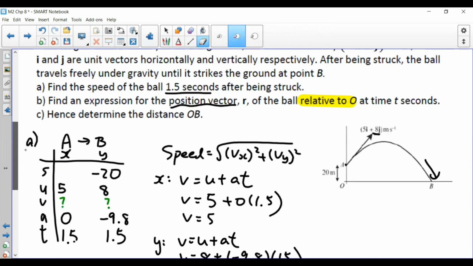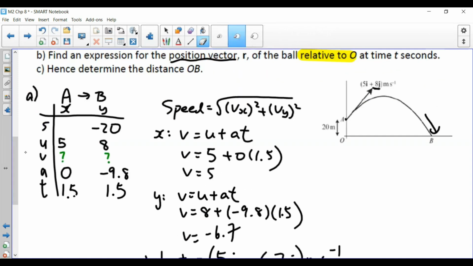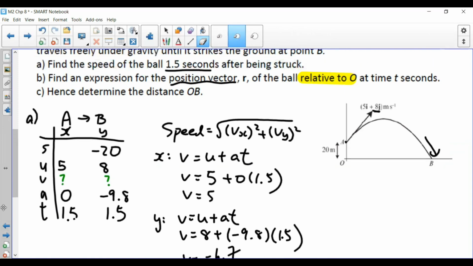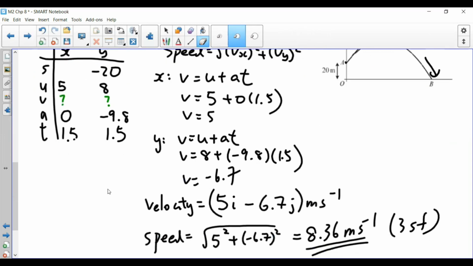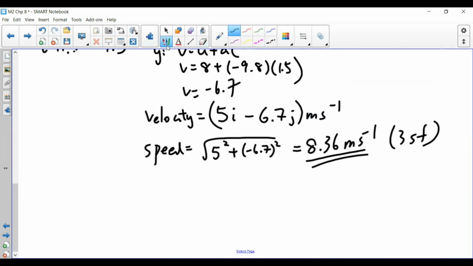Now, the reason we can't use this SUVAT. Can anyone tell me why we can't use it? Think about this. The reason is that this SUVAT is particularly tailored from A to B. Now, I want to find a position vector for a journey time of t seconds. This journey only lasts for 1.5 seconds, so we can't use this because this SUVAT is only for t equals 1.5. If we need a new time, we need a new SUVAT.